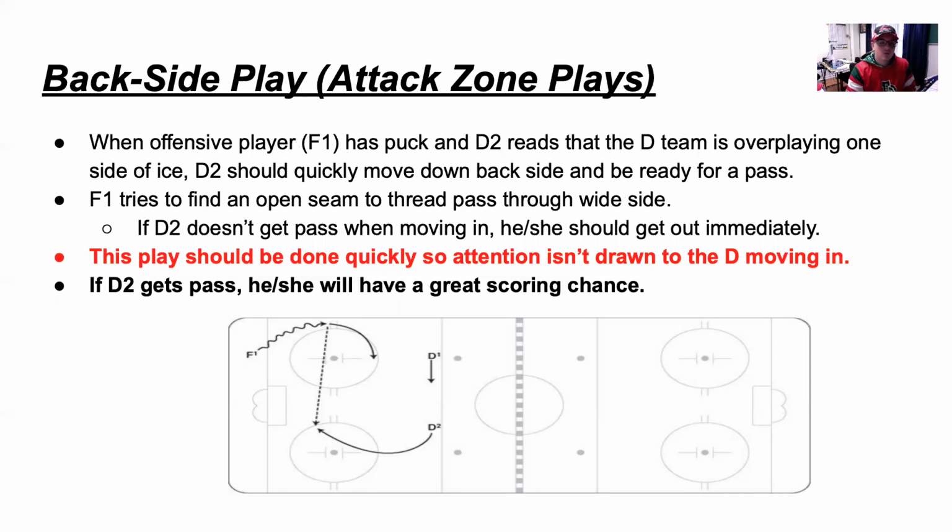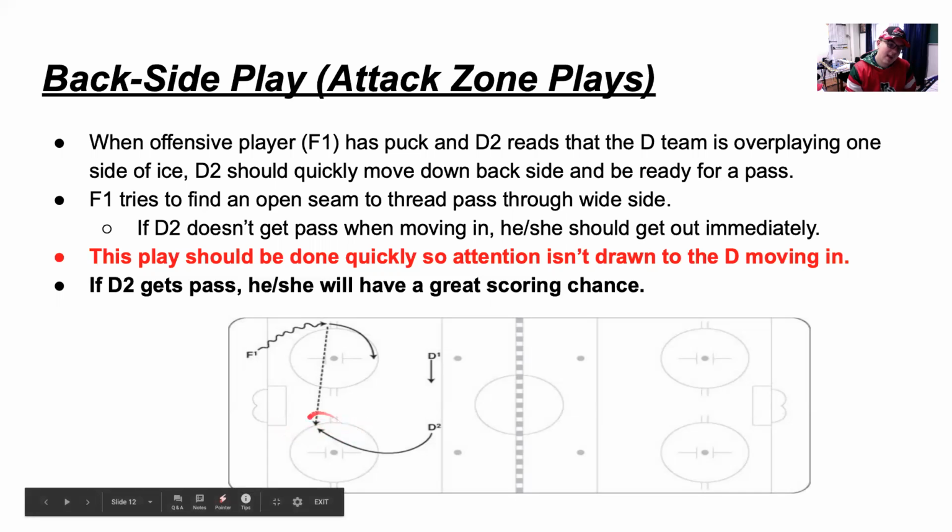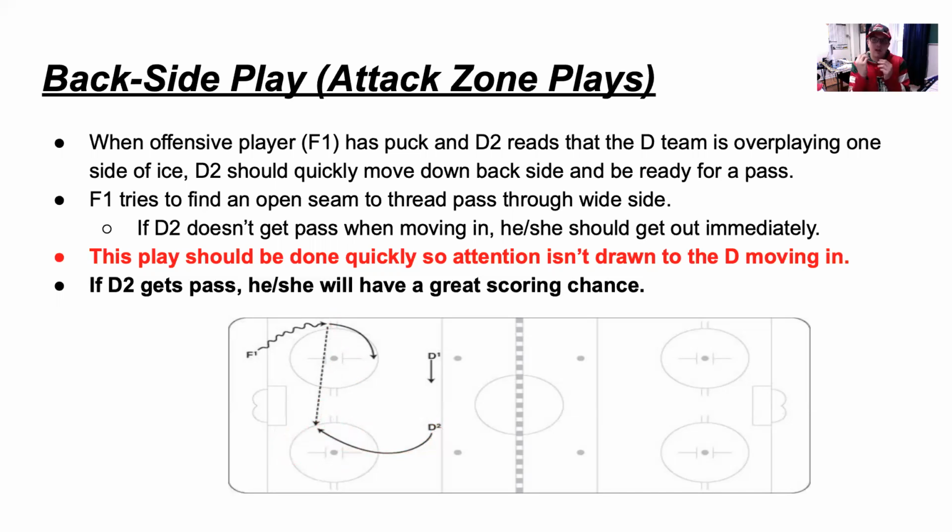Okay, so D2 always has to acknowledge the fact that if a pass is not coming toward him or her, or if there's no passing option, he or she needs to come back where they were. And this play should be done quickly so attention isn't drawn to the D moving in. So if we're going way too slow, our opponents are going to capture what we're trying to do and prevent us from doing it. It's going to make it harder, and we're going to have to quickly think about what we're going to do. And if D2 gets the pass, he or she will have a great scoring chance.